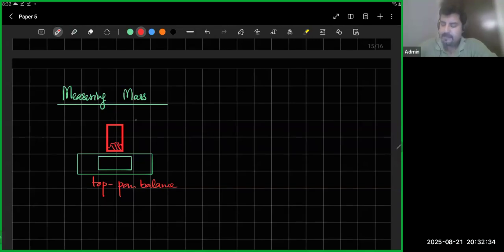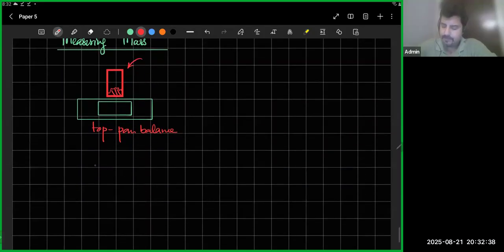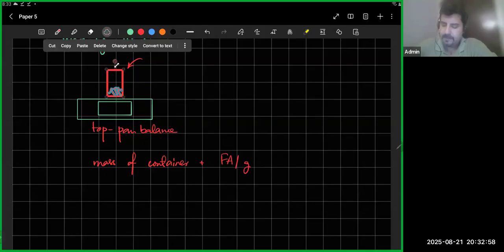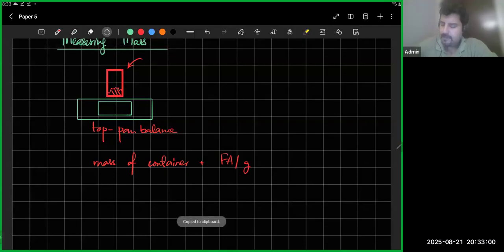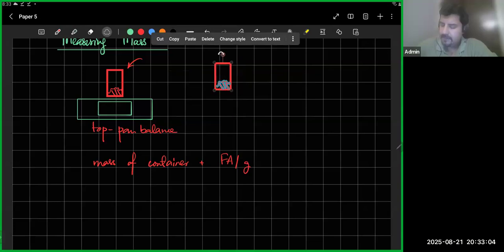So the first thing is you're going to try and measure the mass of this tube. So it's the mass of container plus whatever the substance is that you're trying to measure. That's the first measurement you're going to make. Then you're going to take this substance and use it somewhere, maybe in a reaction.